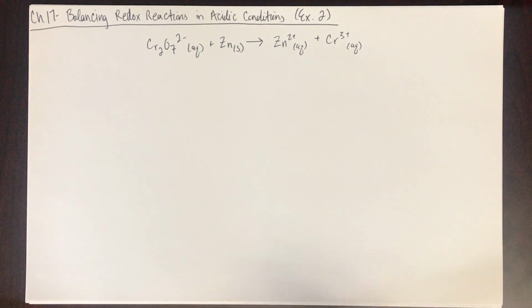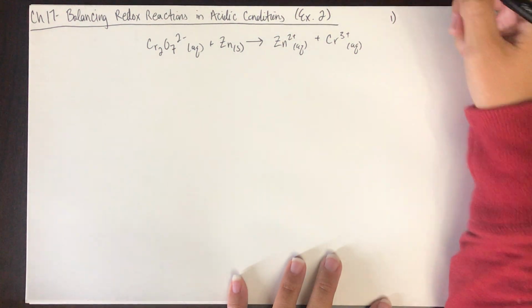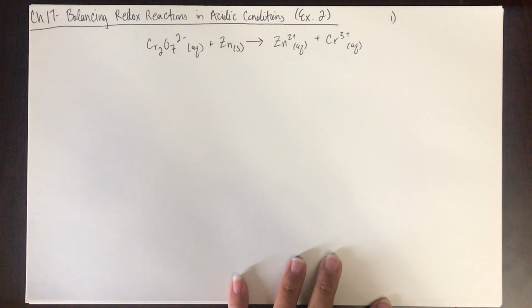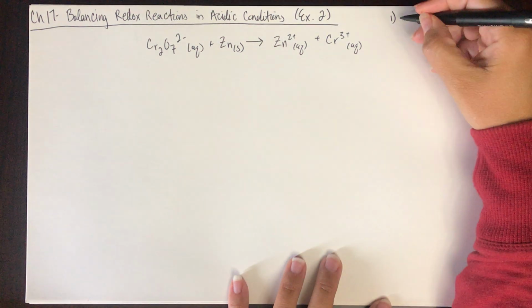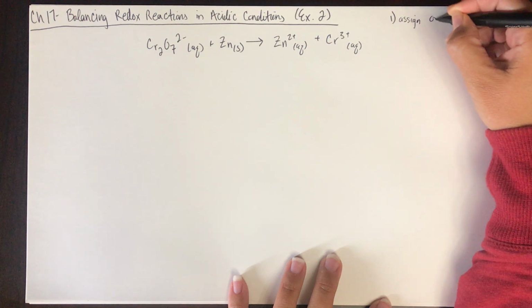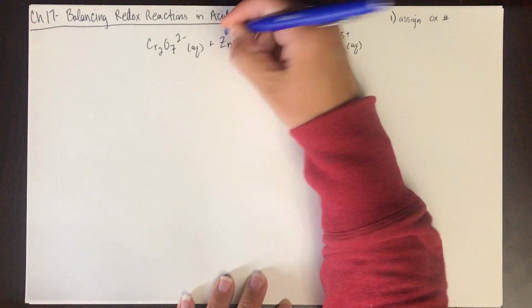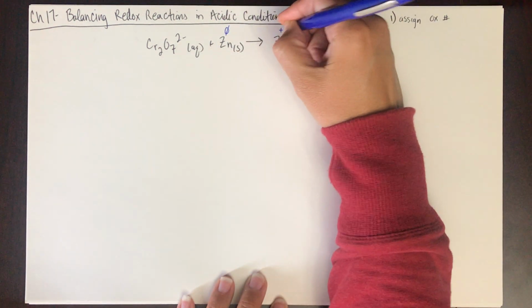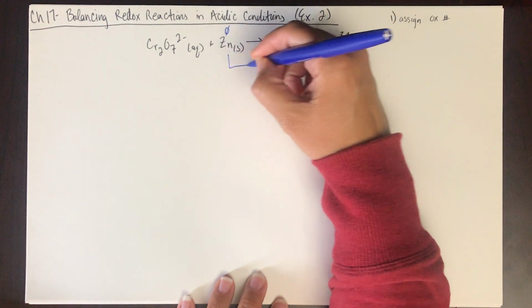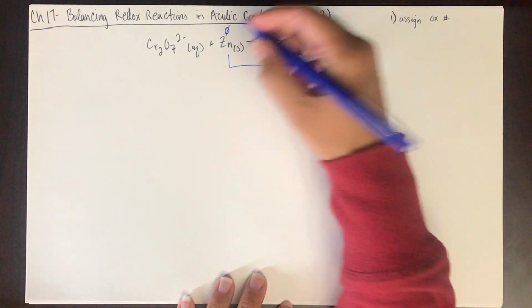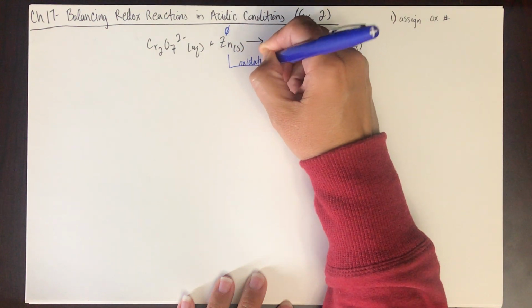Okay, so again, I'm going to write the instructions down the side as we're doing them. First, I'm going to assign the oxidation numbers. I'm going to start with the easy one, which is zinc. Zinc solid has an oxidation number of 0, and because it's a monatomic ion, zinc 2 plus has an oxidation number of positive 2. So that's easy. The oxidation number is increasing. This is the oxidation half reaction.